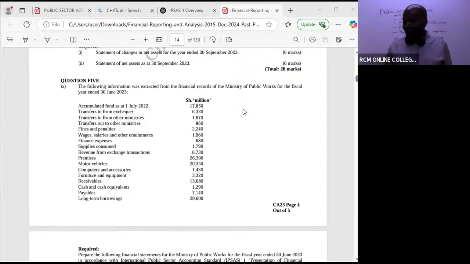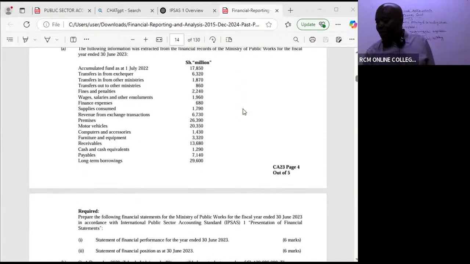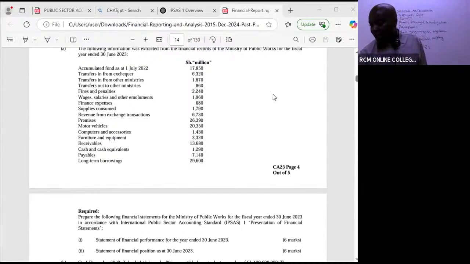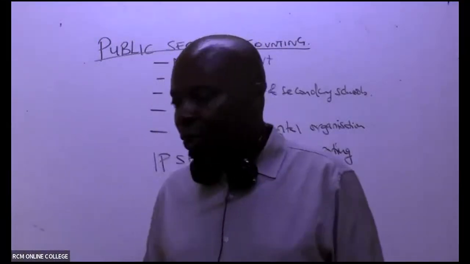Now, ladies and gentlemen, in this particular question, you start by reading the requirement and get to see the number of marks. So in this case, for example, the first question, they want us to give them a statement of financial performance for the year ended 30th June 2023. And then number 2, a statement of financial position as at 30th June 2023. Both of them are giving me 6 marks. So I will start with a statement of financial performance.